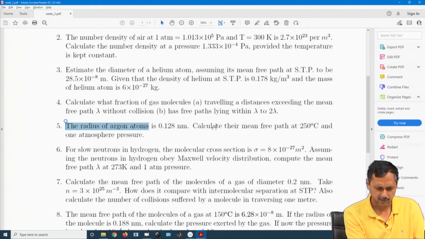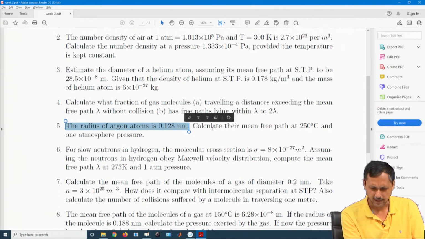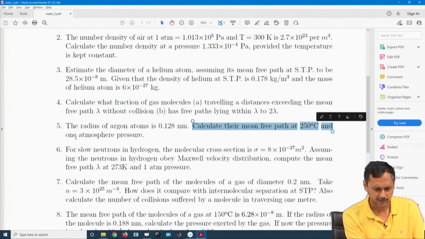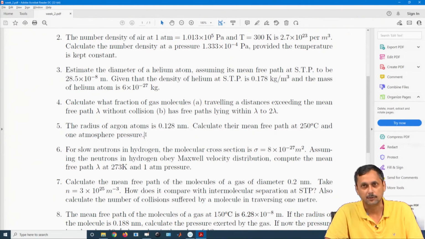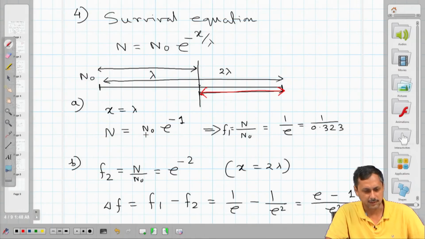Simple. The radius of argon atom is given. Calculate the mean free path at 250 degree centigrade and 1 atmosphere pressure. And let me tell you, there is no redundant information here. All the information is necessary. 1 atmosphere pressure is given, which is 1.013 into 10 to the power 5 Pa. Temperature is given. Radius is given. Radius means essentially the collision cross section is given.